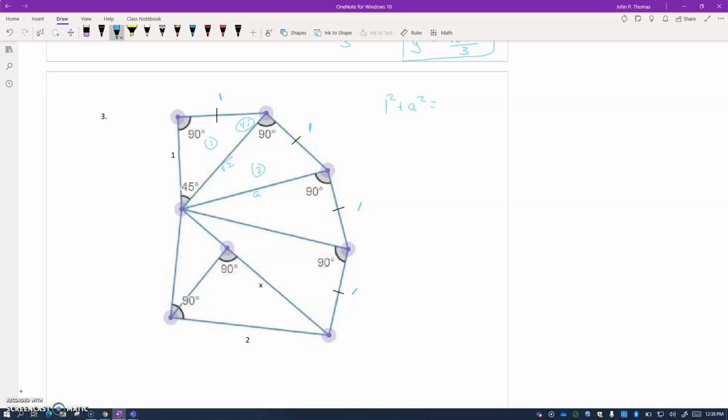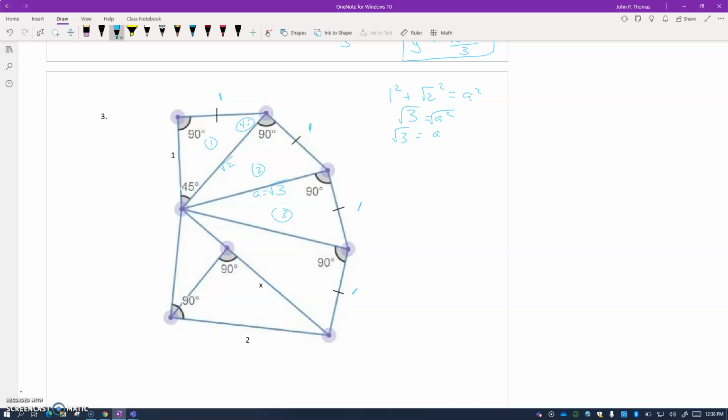Oops, sorry. I've got 1 squared plus root 2 squared equals A squared. All right, that's 1 plus 2 or 3 equals A squared. So if I take the square root, A equals root 3. All right, so now that gives me this side. So now I'm going to move to triangle 3.